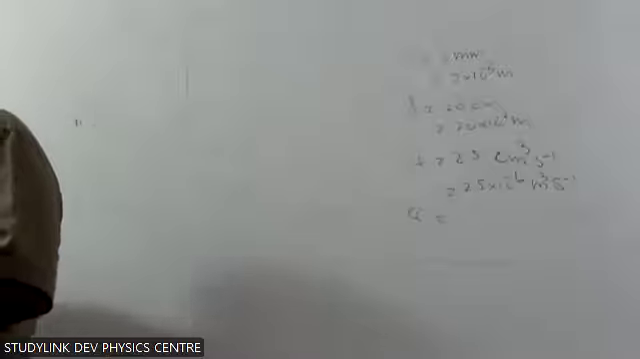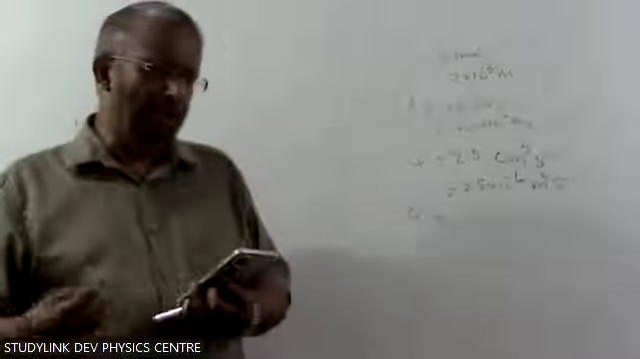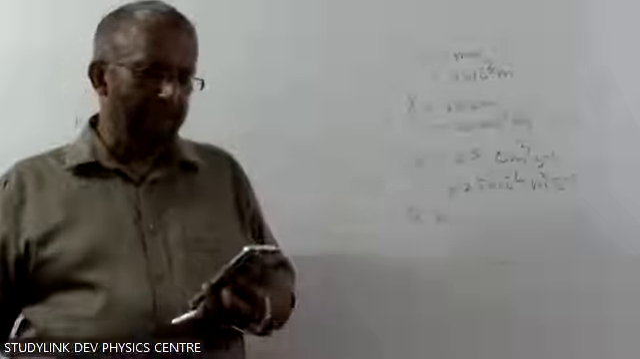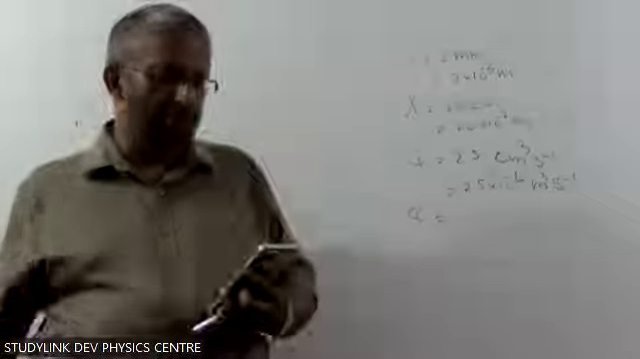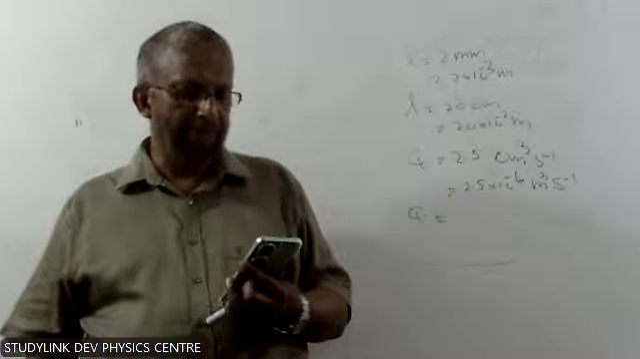Eta is given. If you can't understand what that viscosity coefficient is, normally when we say viscosity, it means the coefficient of viscosity. Remember that. The unit you consider is N s m minus 2, that is eta.